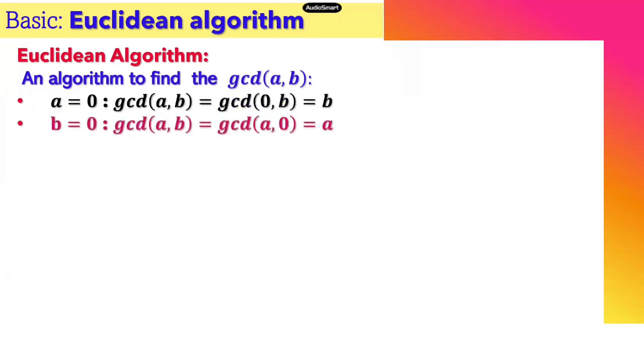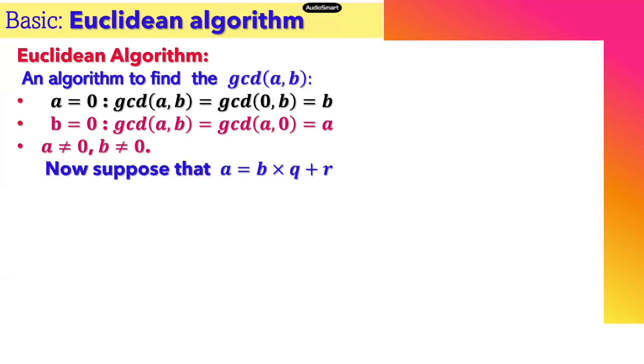First, if A is equal to 0, then GCD(A, B) is equal to B. Why? Because 0 is divisible by every number, and the highest divisor of B is B itself. So the GCD will be B. In the same way, if B is equal to 0, then GCD(A, B) will be A. Now consider the case when neither is 0. In this case, A can be written as A equals B times Q plus R. Here Q is the quotient and R is the remainder.